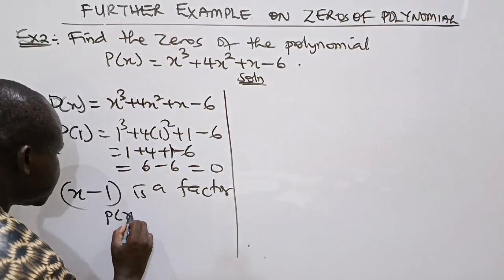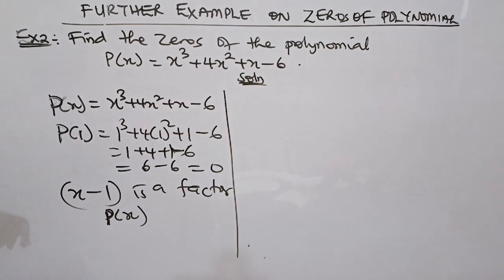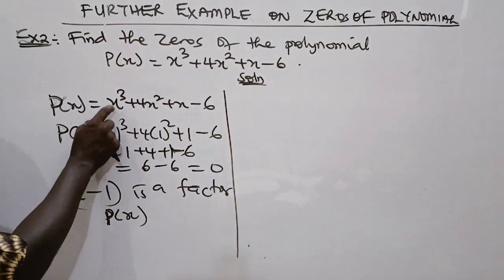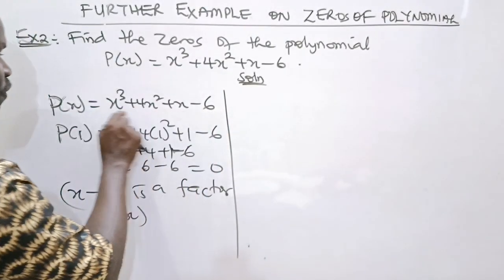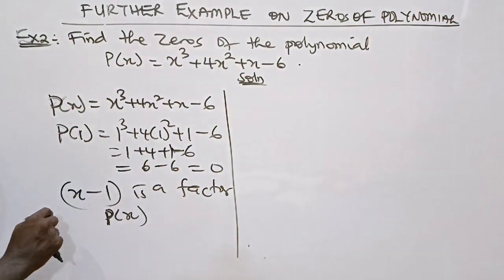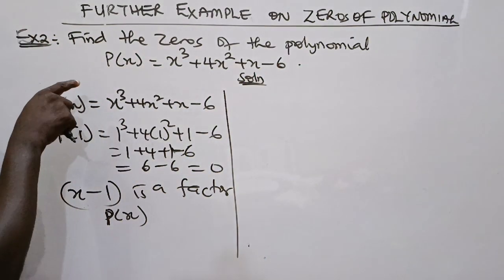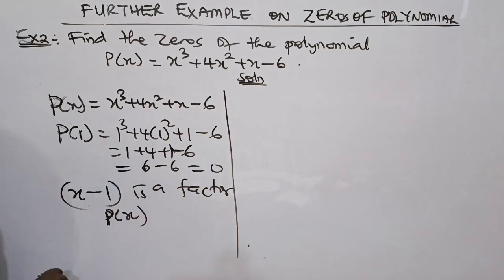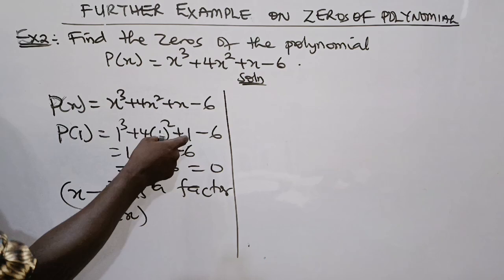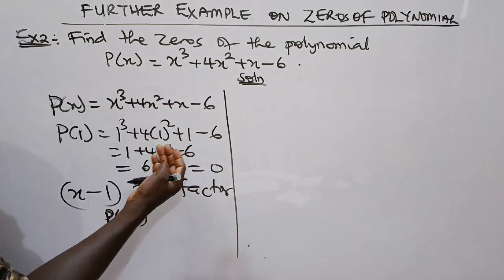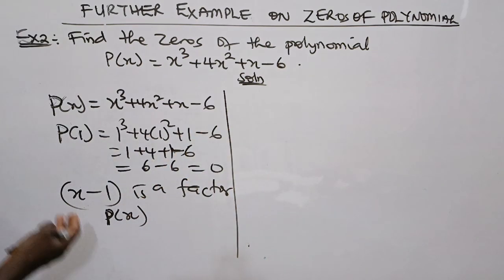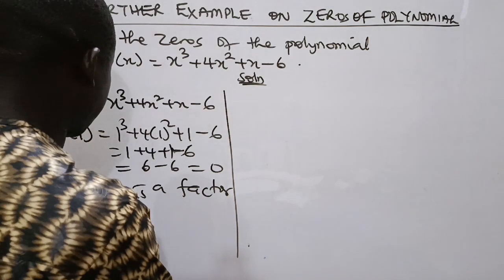of p of x. That is what I'm trying to say: if you use x minus 1 to divide this polynomial, we are going to get 0 as your remainder. If you use this x minus 1 to divide this, the remainder will be 0, and that is the extension of Remainder theorem, which is called the factor theorem. So from here we know that x minus 1 is a factor. That is, we have got one of the factors.